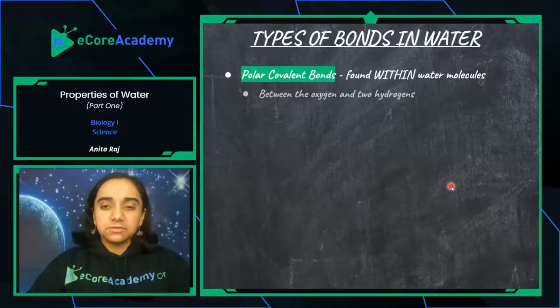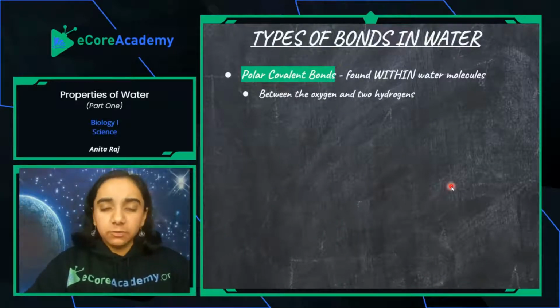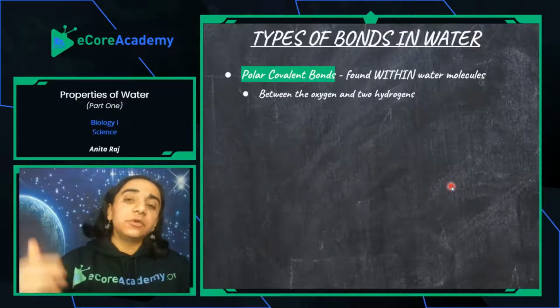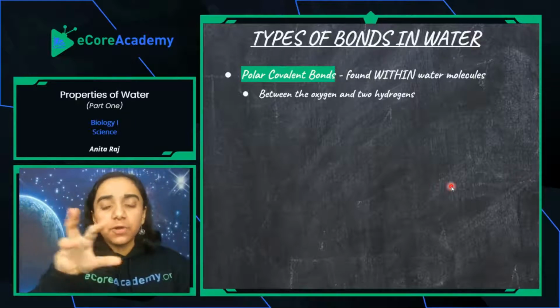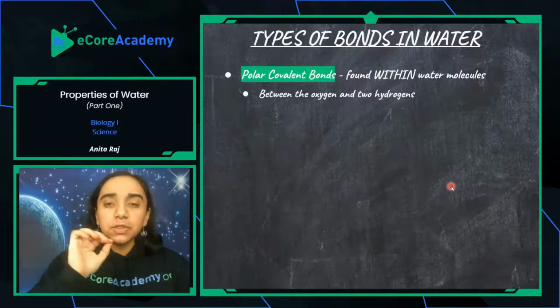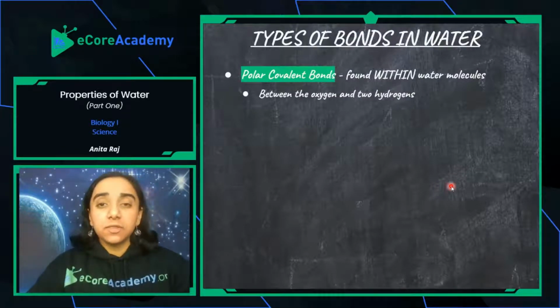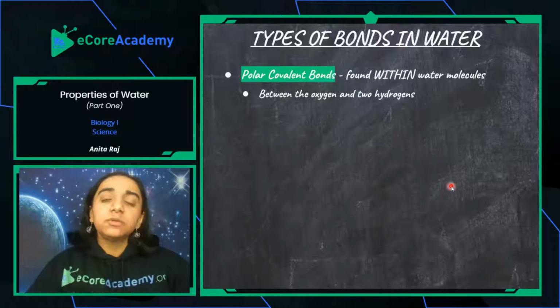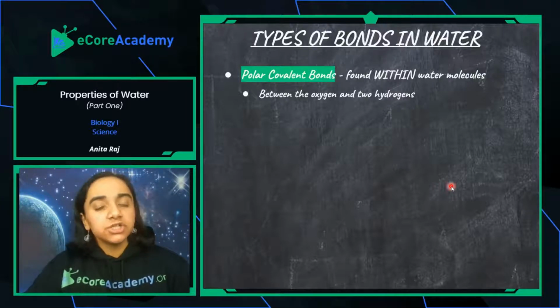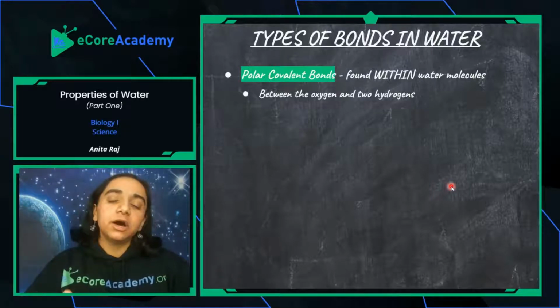So now let's look at the types of bonds in water. The first kind of bond we just talked about is the polar covalent bond. And the polar covalent bonds are found within the molecule. So as you saw, one water molecule has a total of 3 atoms, the 1 oxygen and the 2 hydrogens. So the polar covalent bonds are going to be found within the molecule, as in between the atoms that form that molecule. So as we said, there's going to be one polar covalent bond between the oxygen and the first hydrogen. There's going to be another polar covalent bond between the oxygen and the second hydrogen.